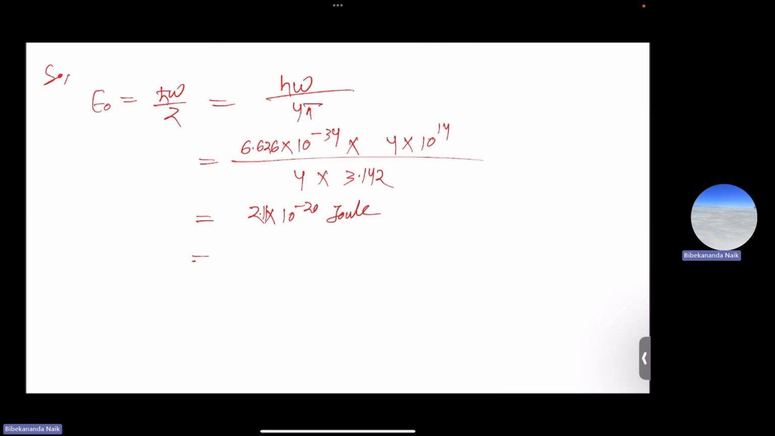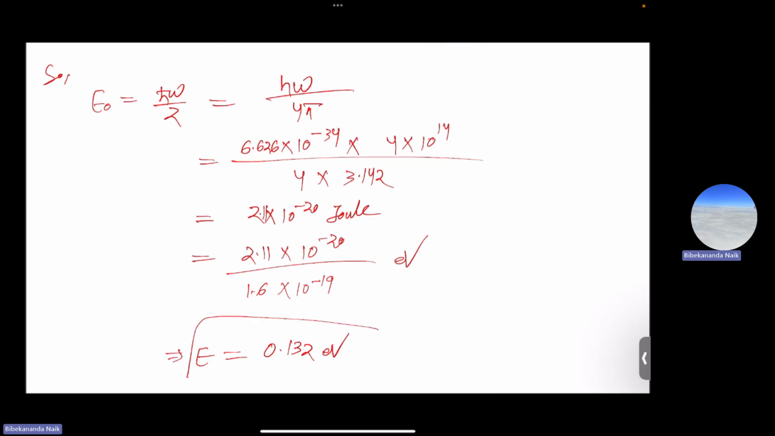Now, in order to convert it to electron volt, we need to divide it by 1.6 into 10 to the minus 19. So if you divide it, it will be 2.11 into 10 to the power minus 20 divided by 1.6 into 10 to the power minus 19 electron volt. So it will be 0.132 electron volt. So this is the answer.